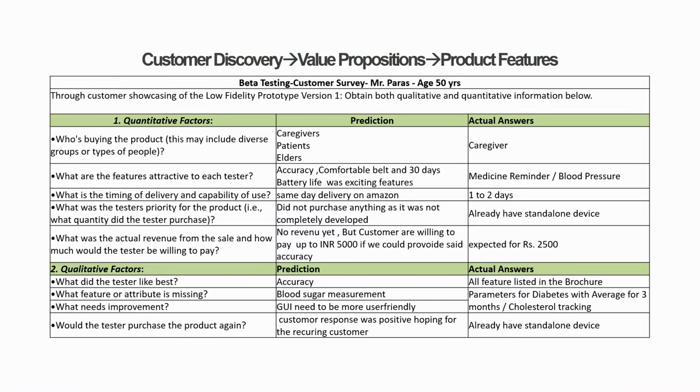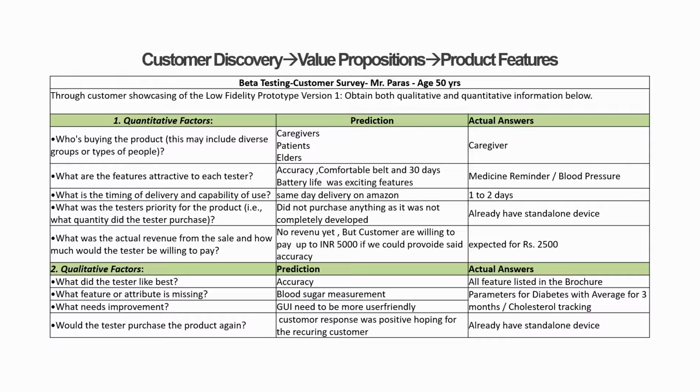Paras, age 50. So basically the prediction again was caregiver, patients and elders. His answer specifically was the caregiver would be more interested to buy such a product. He particularly was not very aware of how to use or get this kind of a product really installed and make it work. So the caregiver would be somebody who makes the purchase decision. So one of the predicted options was accuracy, comfortable belt and 30-day battery life.